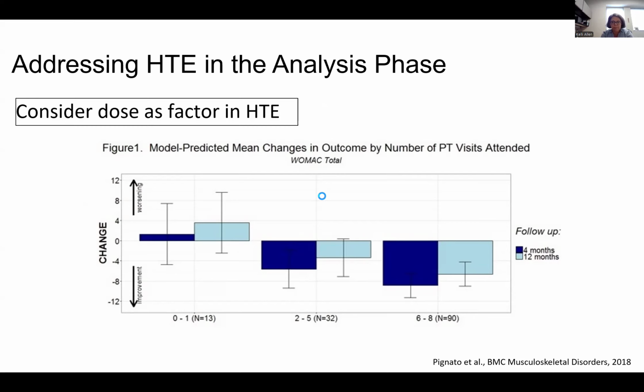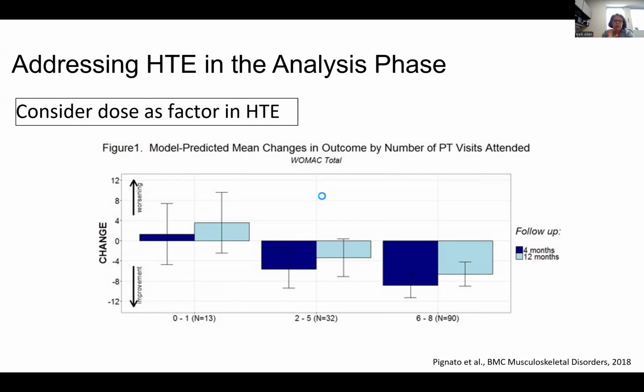And here's an example. This is from the same trial that I mentioned earlier, and what I'm showing here are changes at 4 months in the dark blue, 12 months in light blue. This is only for the physical therapy group, I should say. This is changes in WOMAC. If the bar is going up, it means worsening actually, and then improvement is going down. So to summarize what we're showing here, people who didn't attend any PT sessions got a little worse. People who attended 2 to 5 improved WOMAC scores. People who attended 6 to 8 improved the most.